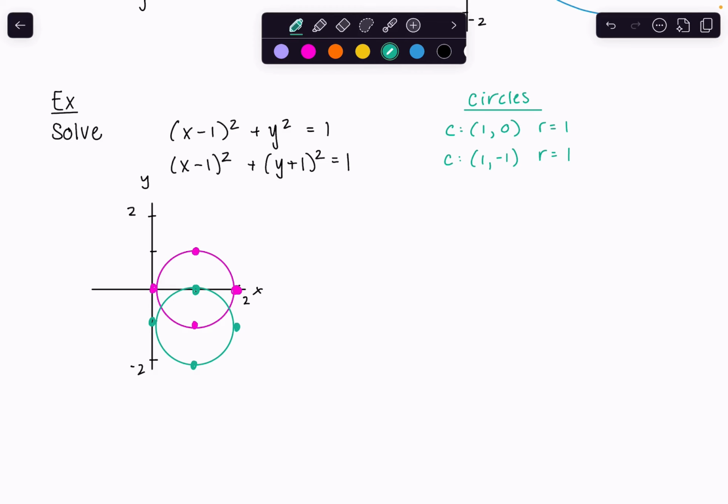So when I go through and I'm trying to find those intersection points, I have 1 right here and 1 right here. So there should be 2 solutions.